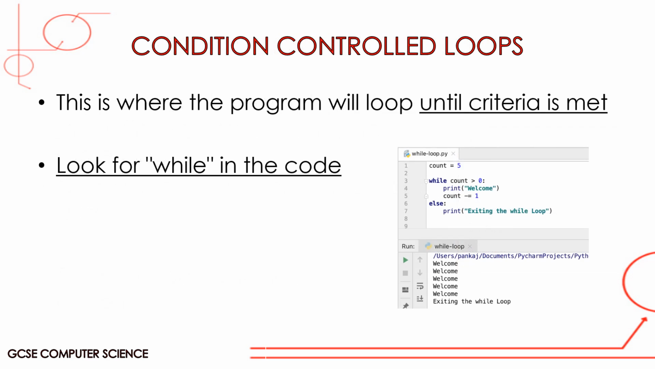A condition controlled loop is where the program will loop until the criteria is met. Look for the word while in the code. You can see in this example here, it says while count is greater than 0, which means that code on line 4 and 5 will repeat while count is greater than 0. At the moment it's 5, so we know that it's greater than 0, so that code will run until count becomes 0. And then the loop will stop and it will then exit the loop.